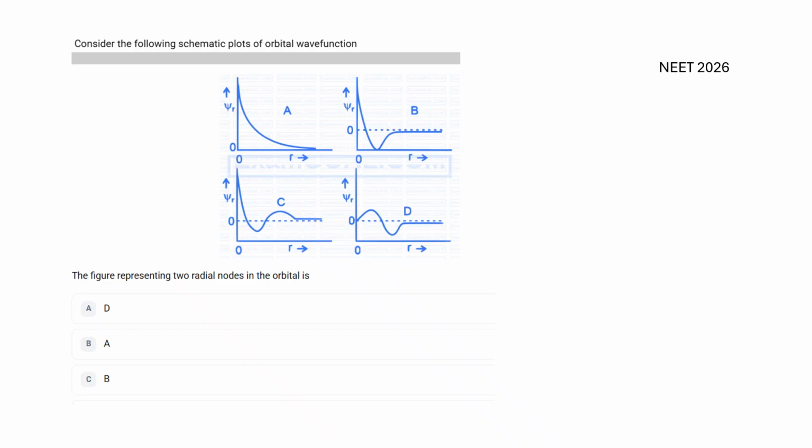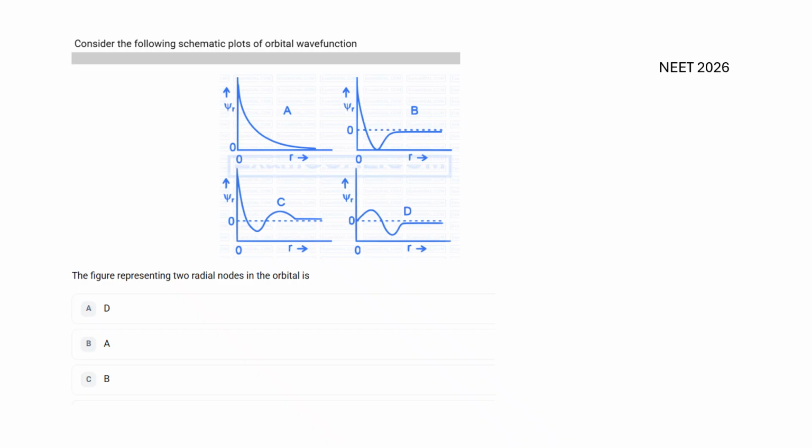Okay, let's discuss. Consider the following schematic plots of orbital wave function. There are four graphs given, which means four plots are given. Which figure represents the two radial nodes in the orbitals? This is the question. How do we identify the nodes from these plots?